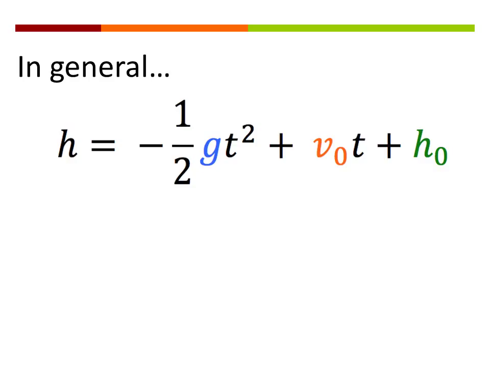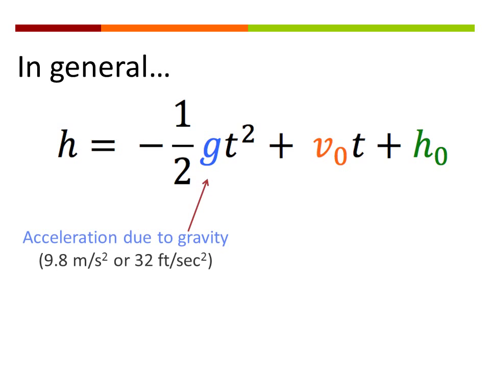h equals negative 1/2 gt squared plus v sub 0 t plus h sub 0, where g in fact stands for the acceleration due to gravity. If we're in meters, we use 9.8 meters per second squared. If we're in feet, we use 32 feet per second squared. This is a constant.